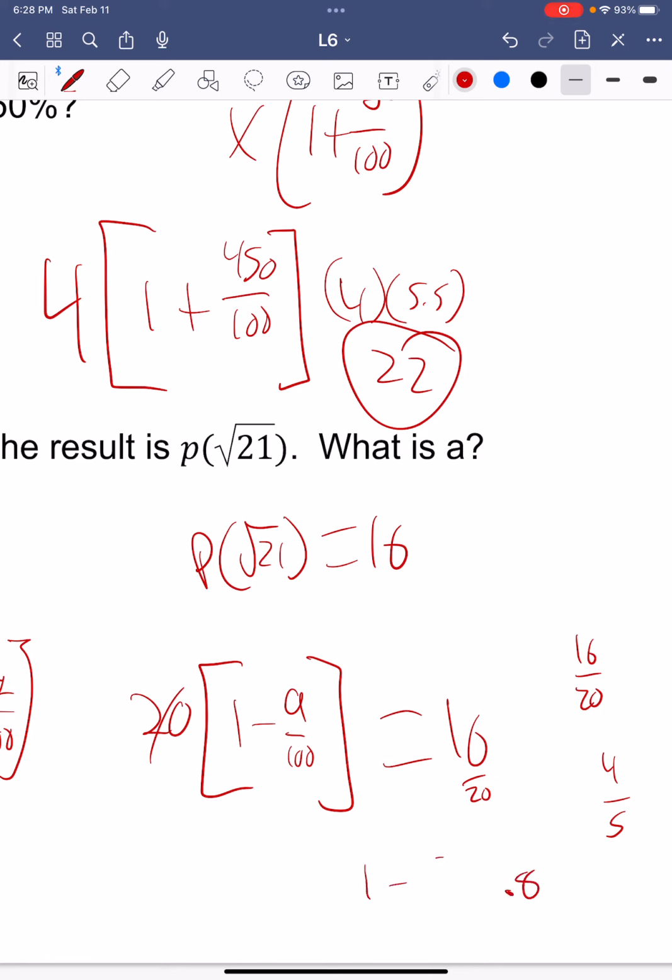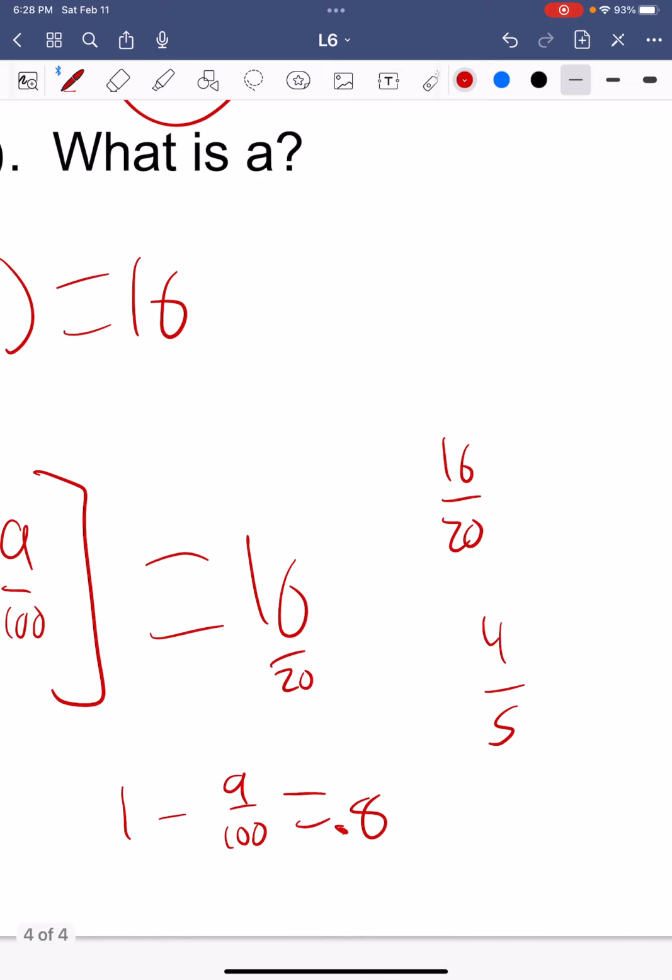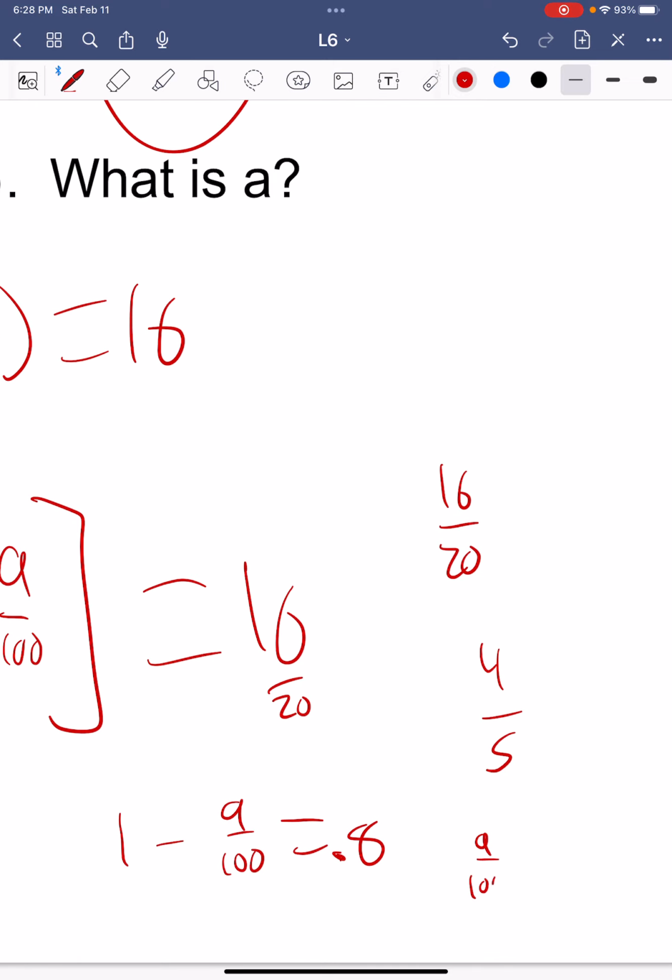So we have 1 minus a over 100 equals 0.8. 0.8 minus 1 is negative 0.2. So we have negative a over 100 equals negative 0.2. So then we could cancel out the negatives. Then a equals 0.2 times 100, which is 20.